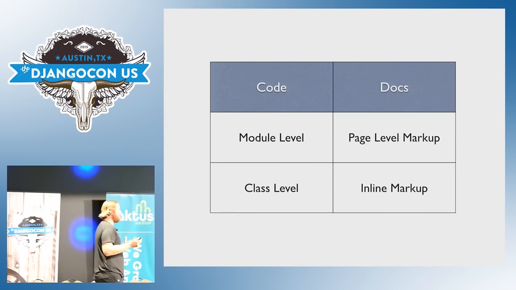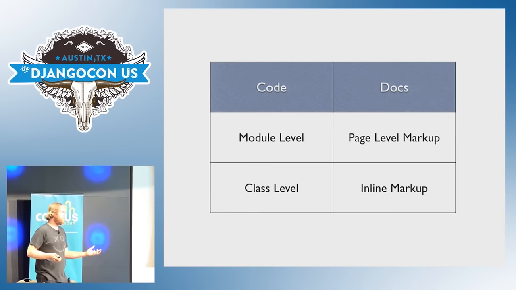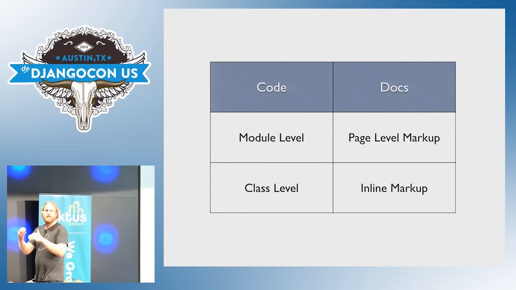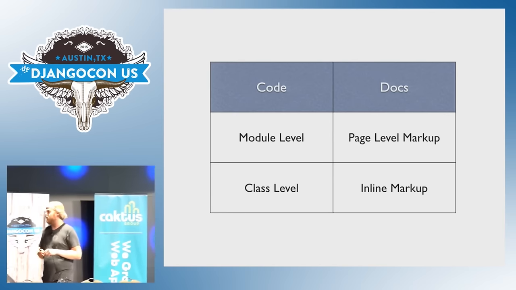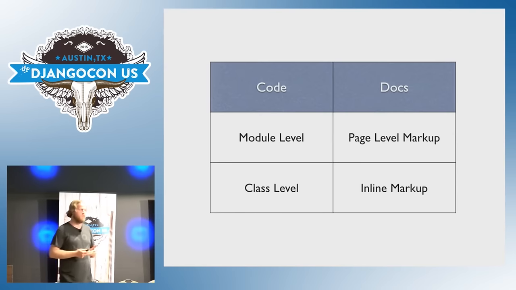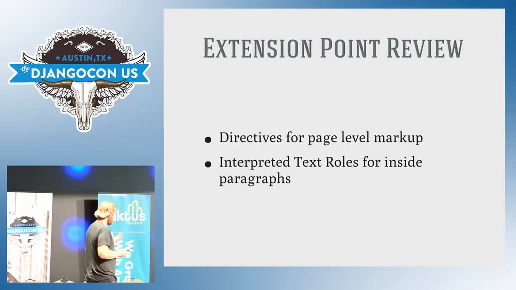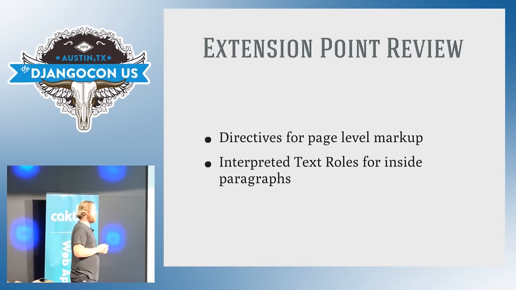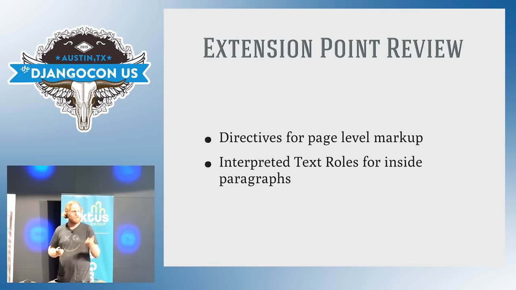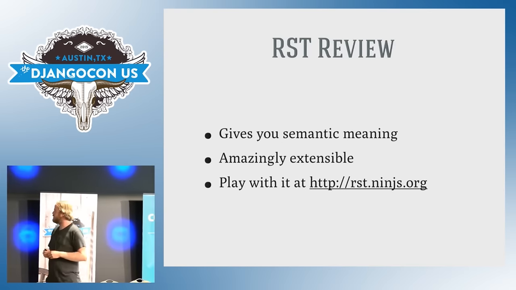I find that the simplest way to think about this is, for Python code, there's something at a module level that's more similar to page-level markup, and there's something inside of a class or a method that's inline markup. These are just two different ways of extending prose in reStructuredText. Directives are the main one, and interpreted text roles are basically those little PEP8 examples that I gave for inside paragraphs.